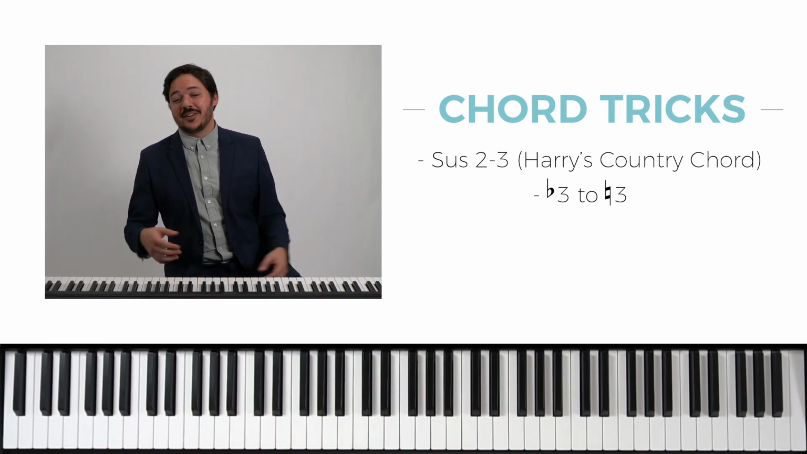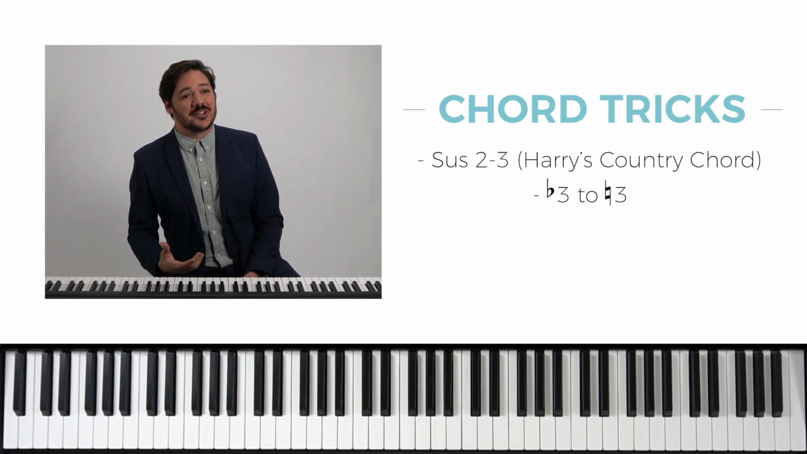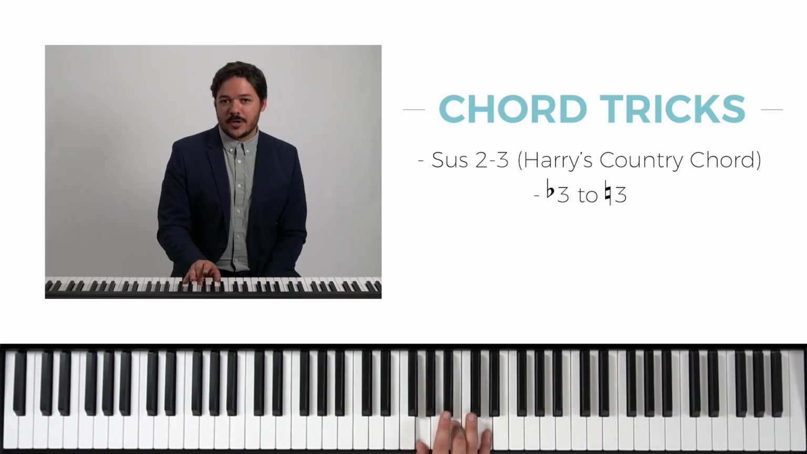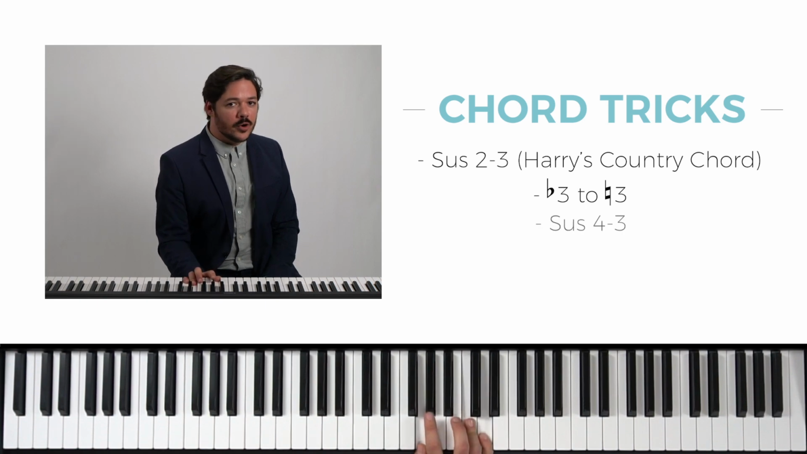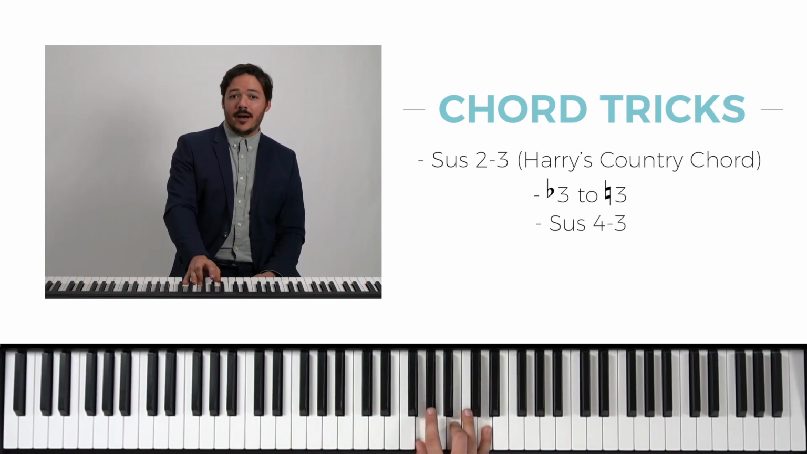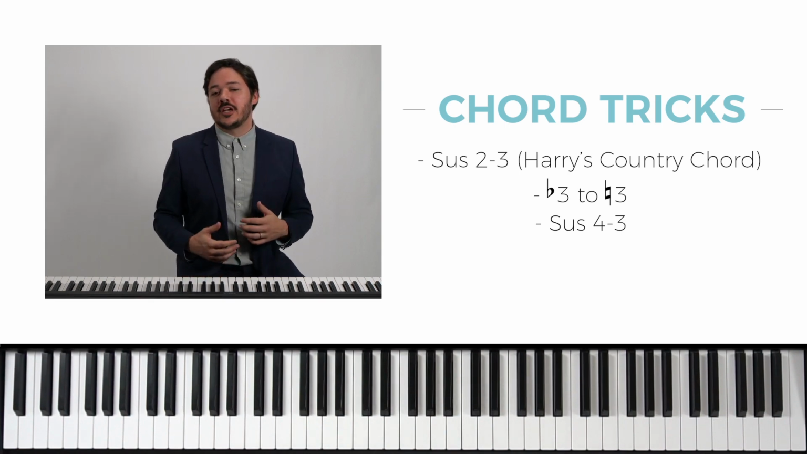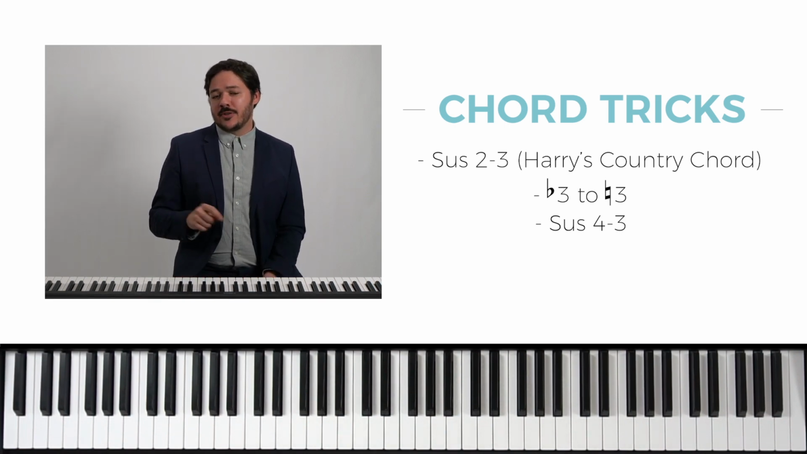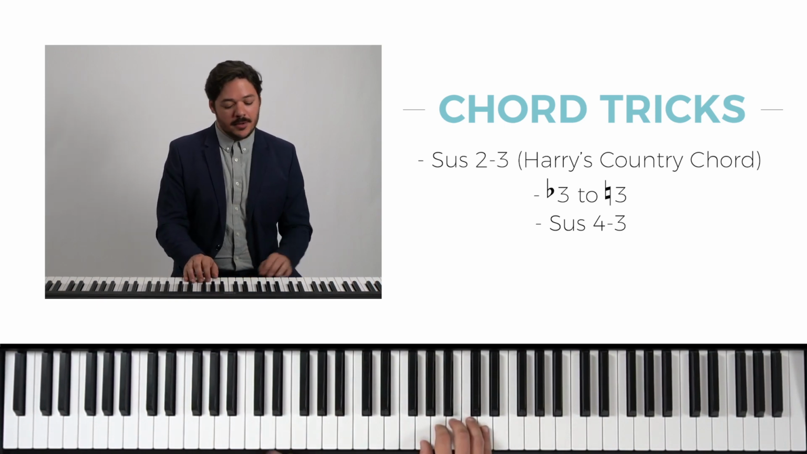So you can see 2 to 3 is country, flat 3 to natural 3 is kind of bluesy, right? I like that. Okay, let's talk about another one. If we can go 2 to 3, if we can go flat 3 to natural 3, what about 4 to 3? Yeah, this is kind of the classic sus chord. When you hear someone say a suspended chord or a sus chord, if they don't specify whether it's a 2 to 3 or 4 to 3 or whatever, typically it's a 4 to 3.